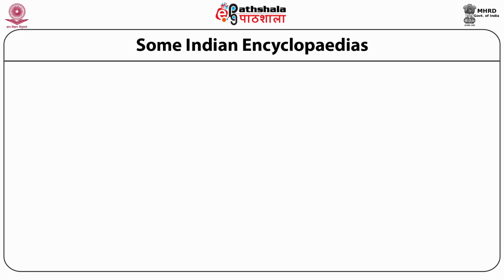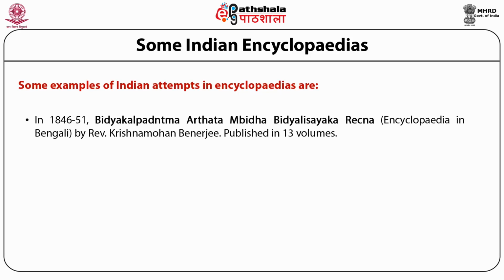Let's take a look at some Indian encyclopedias. There has been effort in India to produce encyclopedias in different Indian languages. Some examples are, in 1846 to 1851, Vidyakalpadruma, an encyclopedia in Bengali by Krishna Mohan Banerjee, was published. It was published in 13 volumes. There was Cyclopedia of India and of Eastern and Southern Asia by Edward Balfour. It was printed in 1857.